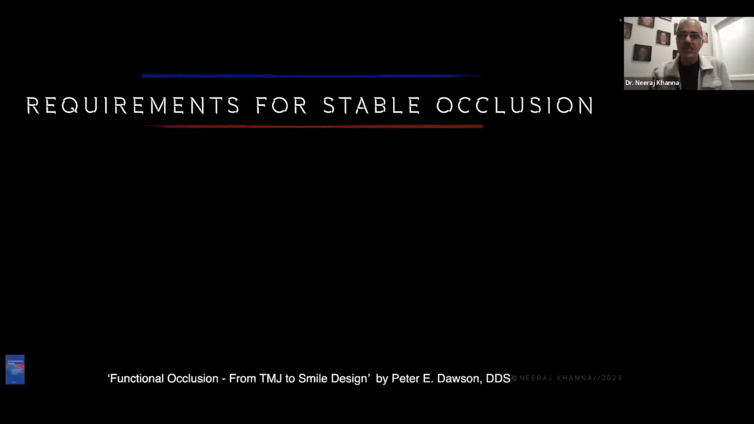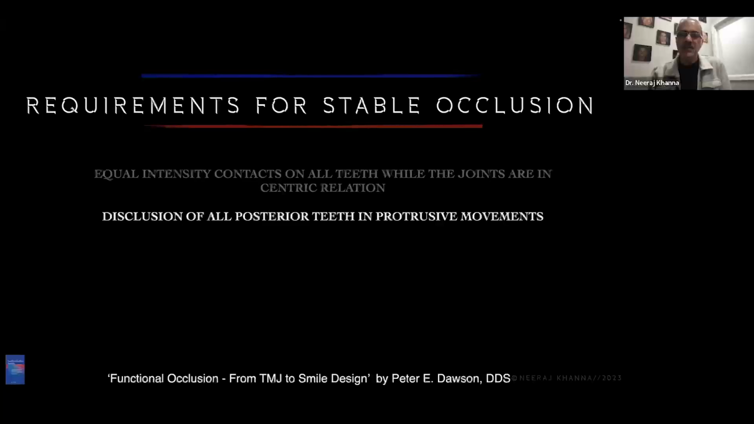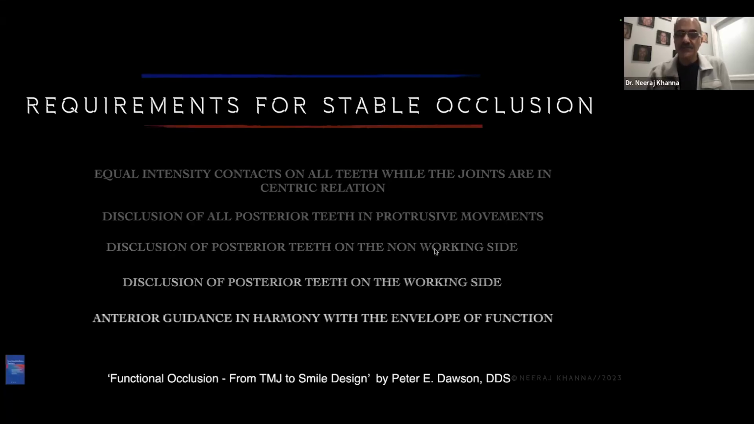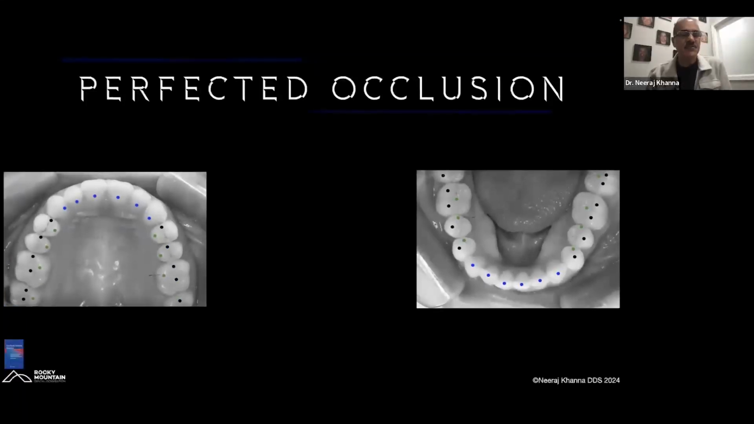So I want to remind you all about some of the requirements that Pete taught us, and is that we want equal intensity contacts while the joints are in centric relation. We want to make sure that those teeth can disclude all the posterior teeth in protrusive movements. We want to make sure that the front teeth can disclude the non-working side and the working side. And we want to make sure we have anterior guidance in harmony with the envelope of function. I won't spend a lot of time on the topic of envelope of function because we can spend 2 or 3 hours on this, but those are the 5 basic requirements that we need to always remember. I think in realistic terms, that's what a perfected occlusion looks like in a textbook.